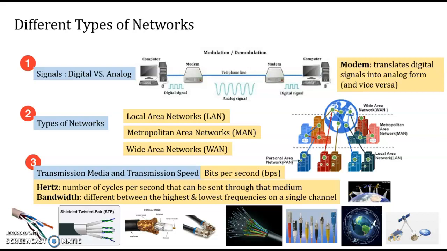Okay, then we have transmission media and transmission speed. Okay, so we use bits per second. So, kita ada hertz dengan bandwidth kat sini. Nanti you baca. I nak explain yang bawah ni. Okay, ingat tak tadi I cerita pasal media? So, gambar sampai sini ni, ini semua adalah wired. So, this is wireless.